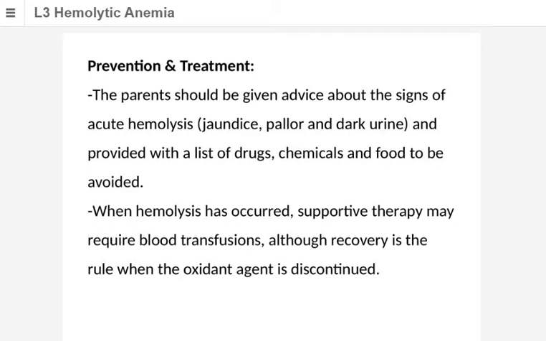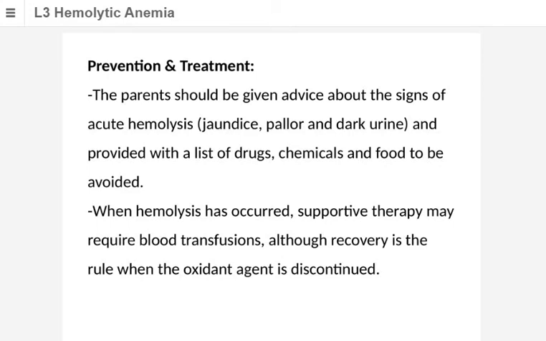Can we prevent this attack of hemolytic anemia in these patients? The parents should be given advice about the signs of acute hemolysis. They should know what jaundice, pallor, and dark urine are. They should always pay attention to these points, and be provided with a list of drugs, chemicals, and foods to be avoided.